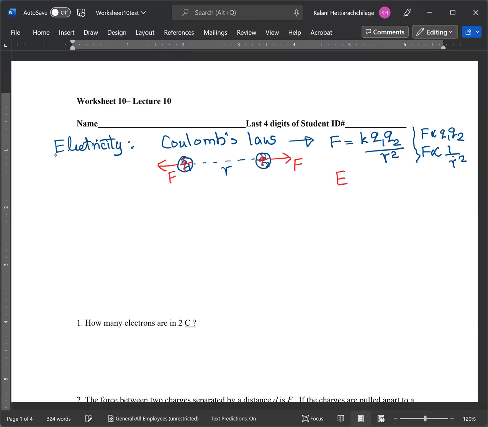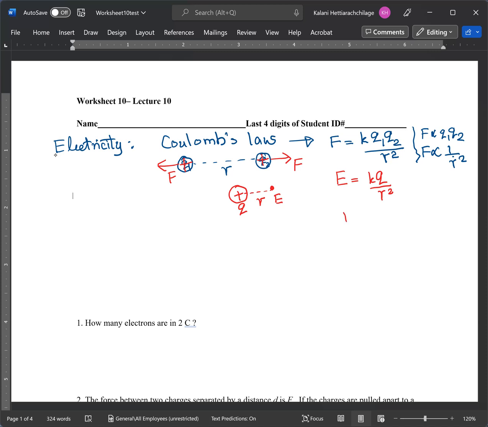So the electric field is defined as K times the charge divided by R squared. What that means is if I have a charged particle Q, say a positive charge, and you need to find the electric field somewhere with distance R, that is the formula you can use. If it is a positive charge, it will create the electric field in the outward direction. If it is a negative charge, it will create the electric field in the inward direction.